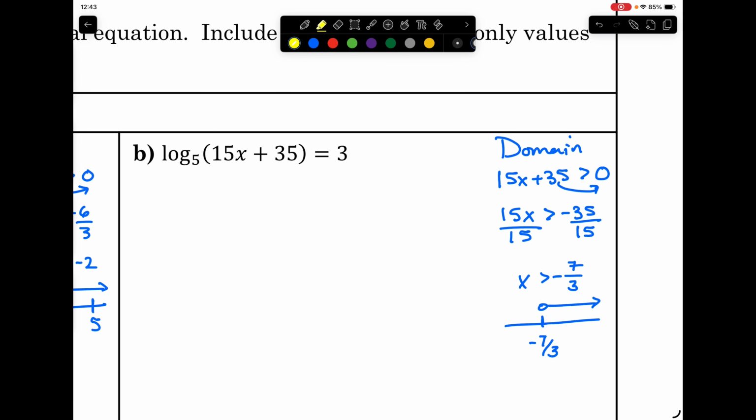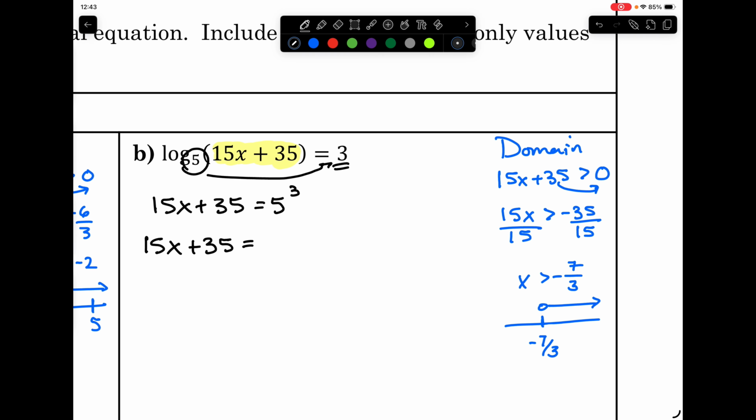So again, in very simple terms, what we're essentially doing is just simply getting this 15x plus 35 and setting it equal to this base of 5 raised to that power of 3. So 5 to the third power. Well, 5 to the third power, what is that equal to? 5 times 5 is 25, so 125.